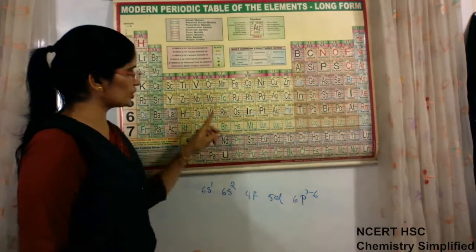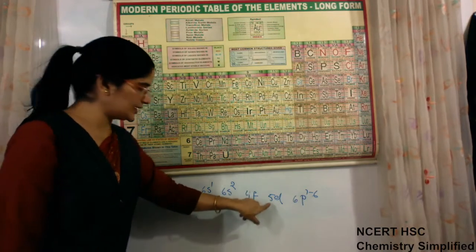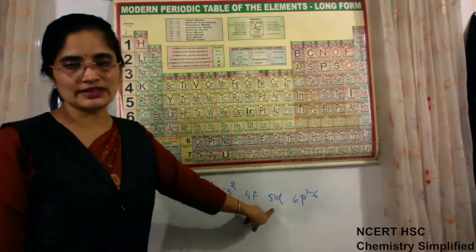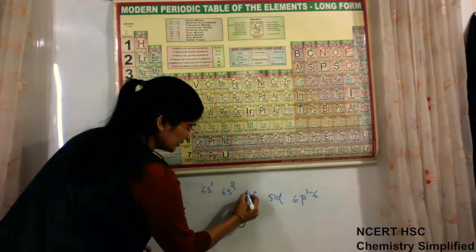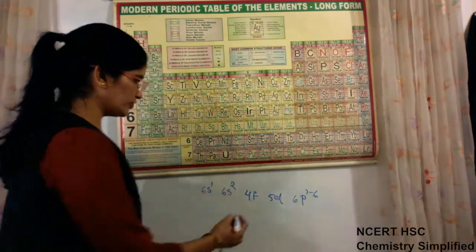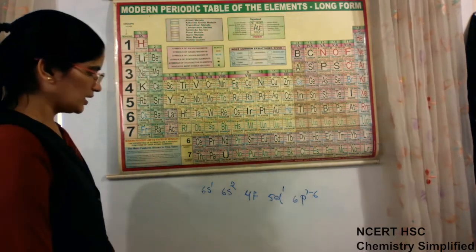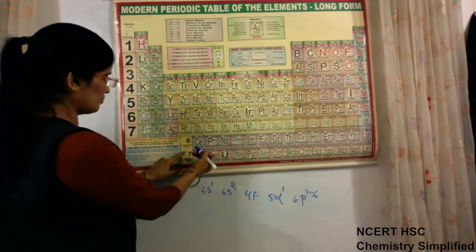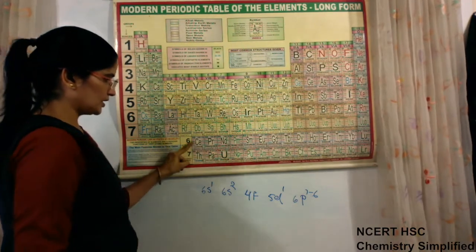According to energy, what is there? That first 4f should be filled, and then electron should go in 5d. Okay, but what will happen here? That first one electron will go in 5d. Okay, and then when we come to cerium here, the first electron will enter in this.